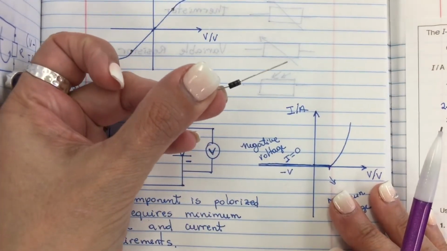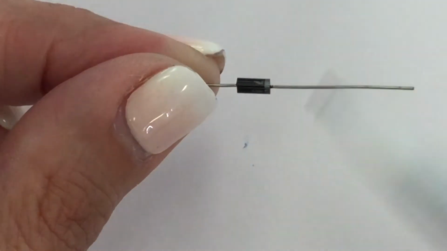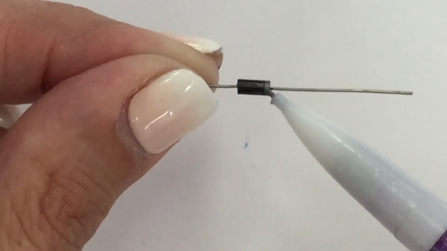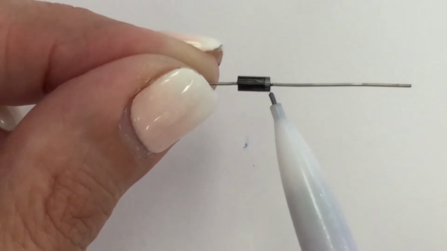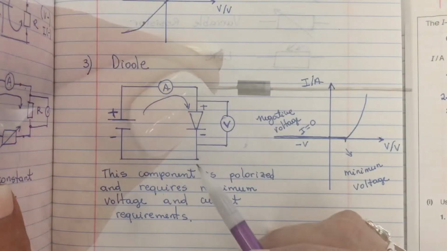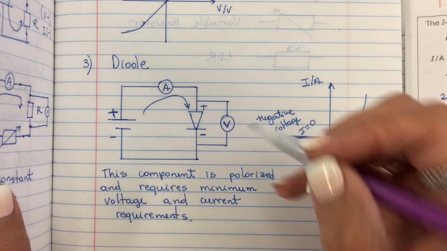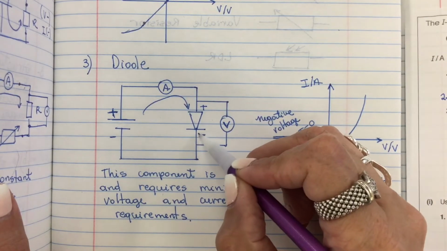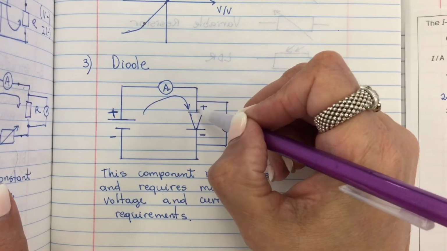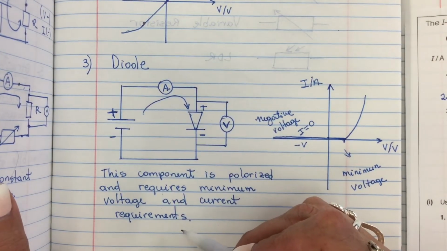This is a diode. This is a close look of a diode. If you notice in this side, we have this line, this mark. This is the negative side of this diode, and this is the positive side. A diode is a polarized component, which means that the negative side must be connected to the negative side of the circuit, and the positive must be connected to the positive side of the circuit.